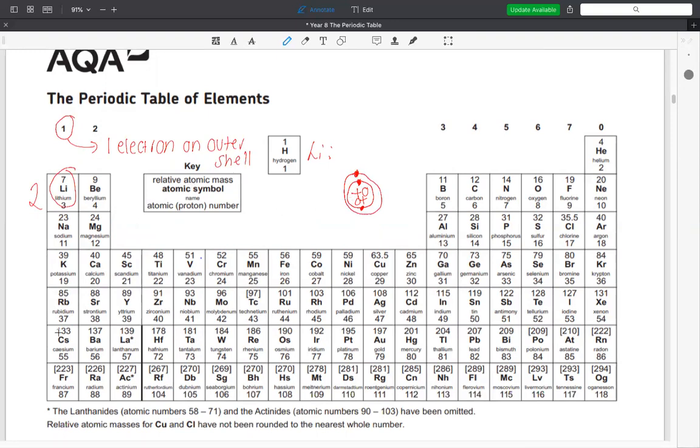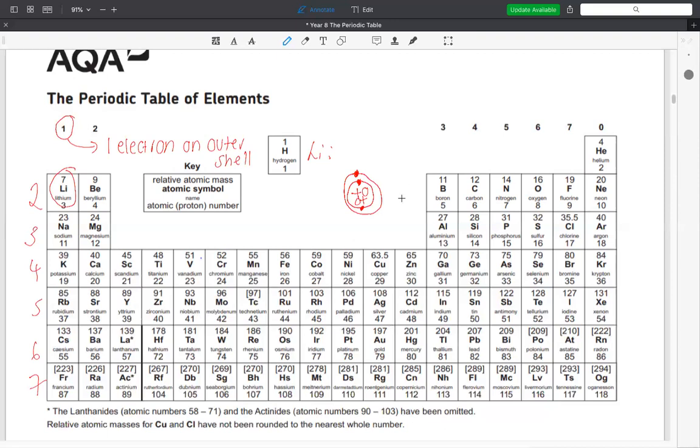And the only difference between the group 1 elements is that as you go down, the number of shells increases, but the outer shell is always going to have 1 electron. So sodium will have 3 shells. The first shell will have 2 electrons, the second shell will have 8 electrons, and the third shell, which is the outer shell, is going to have 1 electron. So that is the first part recapped.